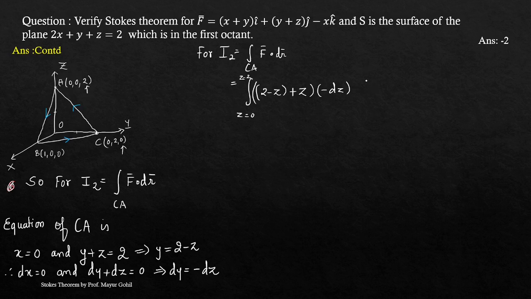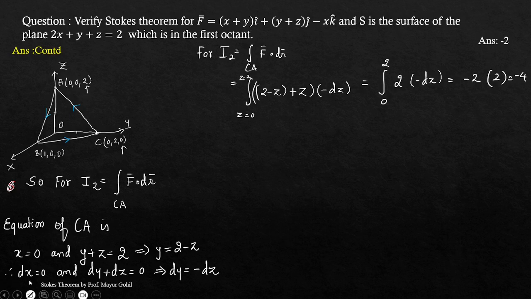So let us calculate this. It is going to be 0 to 2, so it is 2 times minus dz, and here we will get the answer as minus 2 into 2. So the answer is minus 4. This is the answer.